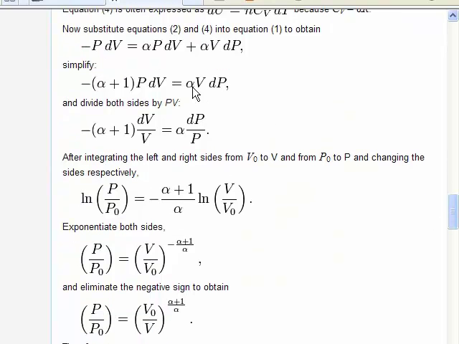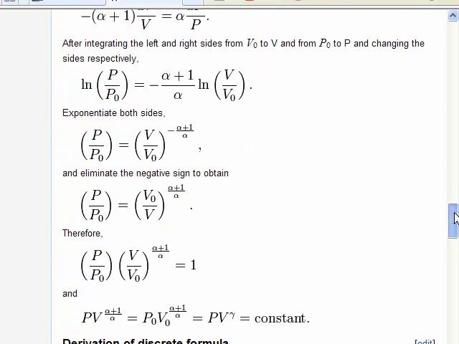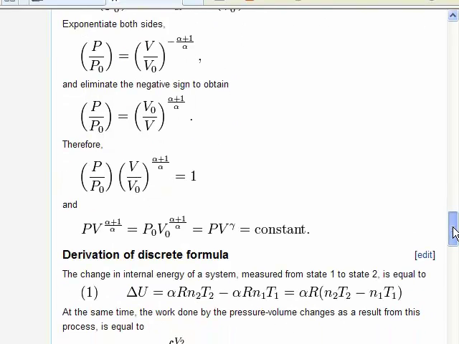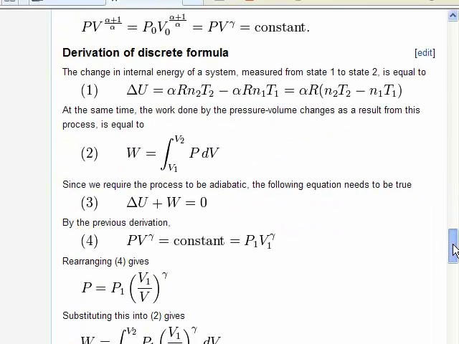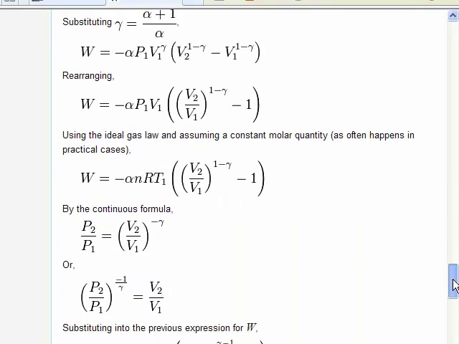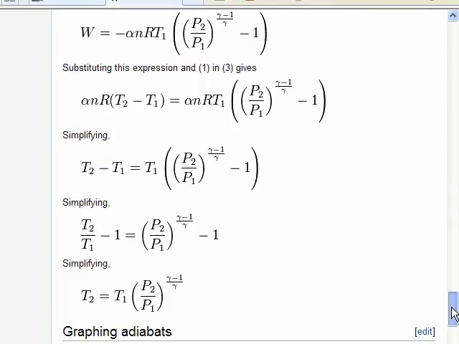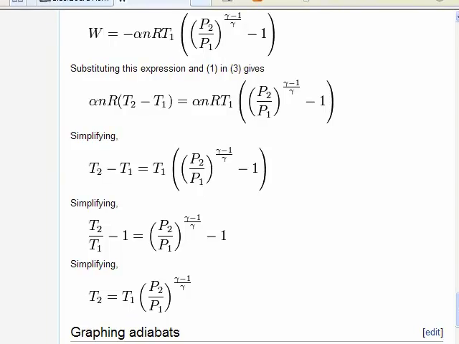They introduce another parameter called alpha, and then at the very end they substitute the gamma in for this alpha here, and there it is, PV to the gamma. And then, as I said, for the others they would do something really similar. Let's see, where'd it go? I think this is the one. Yeah, here's the one for temperature and pressure, and then somewhere in between is the one for temperature and volume.